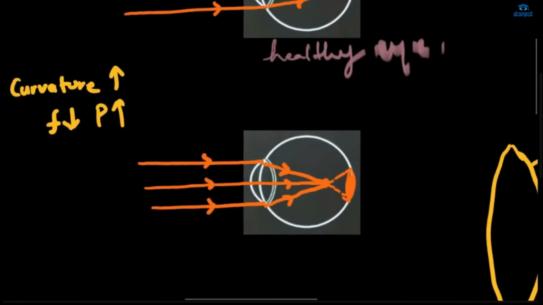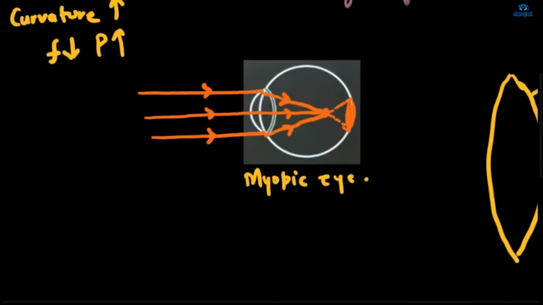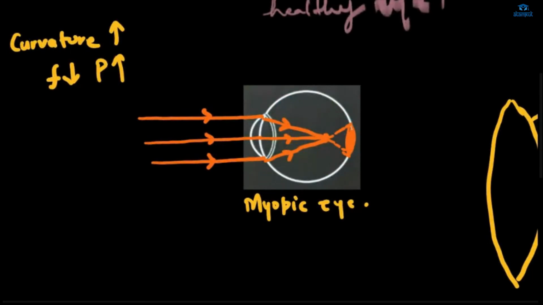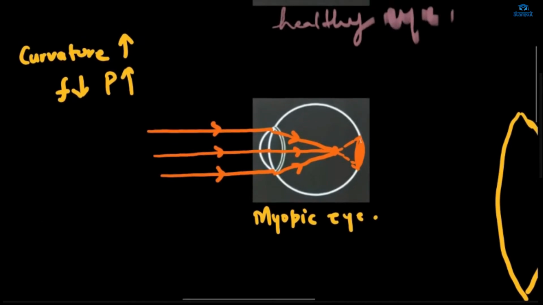So power of the myopic eye. This is the myopic eye. Okay. So we'll write here that it's myopic eye. Power has got increased. Curvature has got increased. Focal length has got decreased. Now, what to do with this? How can this be corrected?